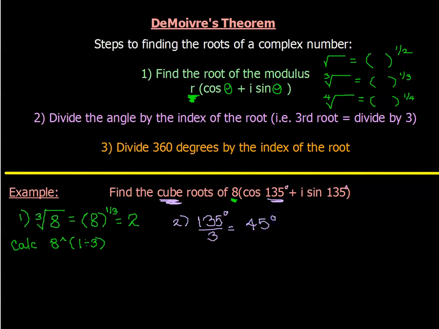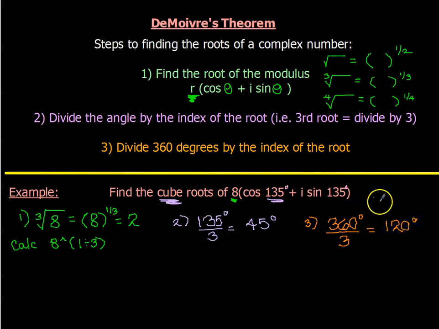And then from here, I'm going to take 360 degrees and divide it by the index of the root. Again, the index of the root changes depending on what question we're given, because sometimes they ask for fourth roots, fifth roots. In this case, since they're asking for cube roots, the index of the root would be 3. And keep in mind that since the angle is given in degrees, that's why I'm dividing 360 by the index of the root. If this was in radians, I would divide 2 pi. So make sure the angles correlate as well. So 360 divided by 3 is 120 degrees.